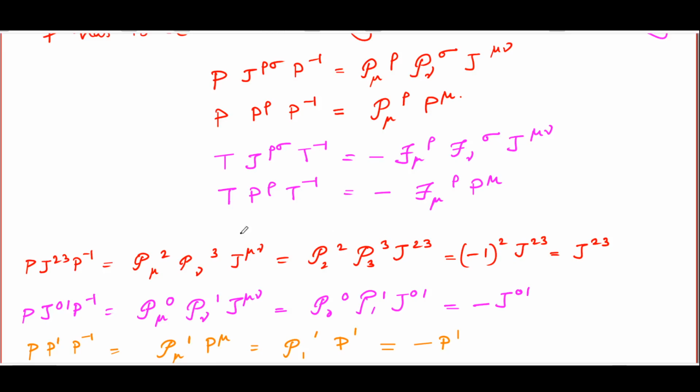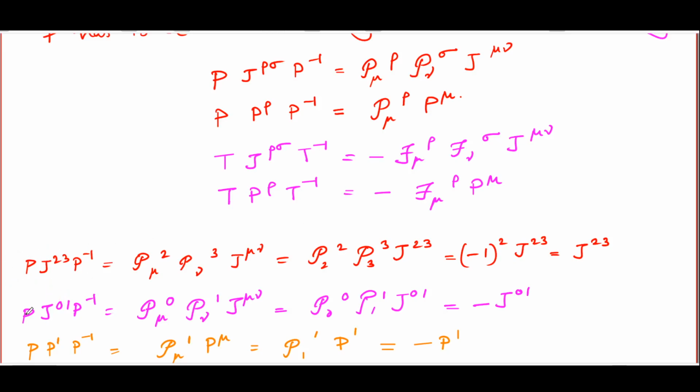Now this will happen whenever you have 2 spatial indices. It's pretty easy to see that. If you have 2 distinct spatial indices, i and j, you're actually talking about an angular momentum component. And there, because of these curly P's, you're going to pick up 2 minus signs, and that means that the spatial component of J mu nu, that is a Jij, will not change under this kind of a transformation.